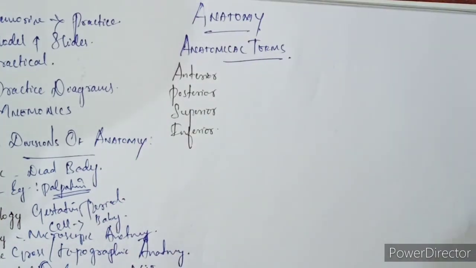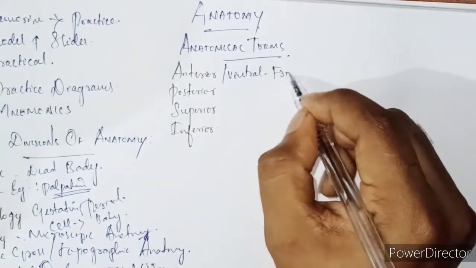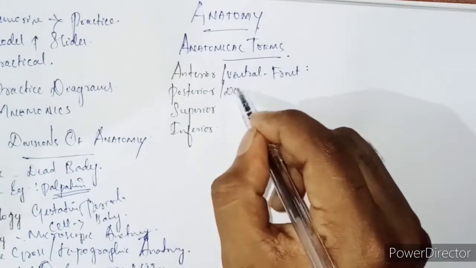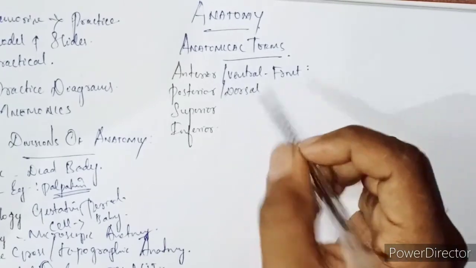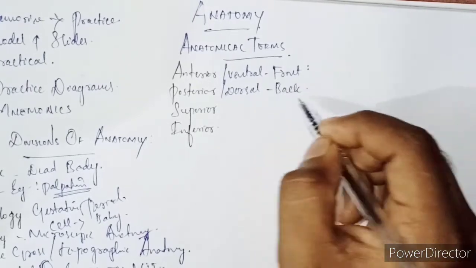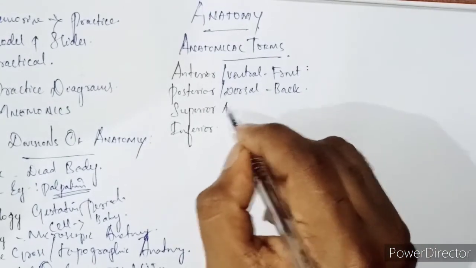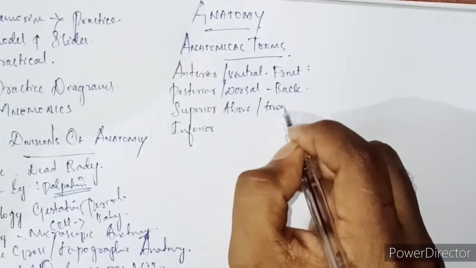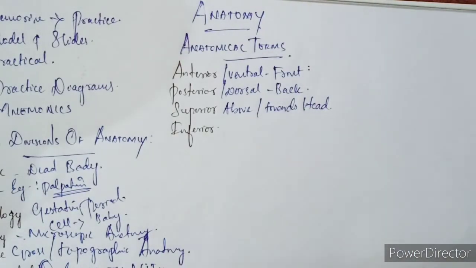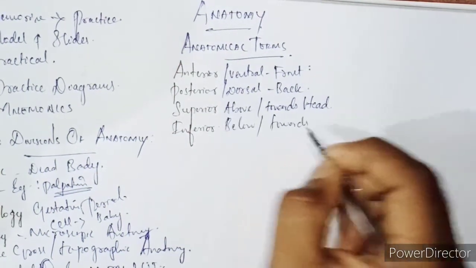If we look at the anatomical terms, we have anterior, also known as ventral, which we use to mention the front of the body. Then we have posterior, also known as dorsal, which is the back of the body. Then we have superior, that is above or towards the head. Then we have inferior, that is below or towards the feet.